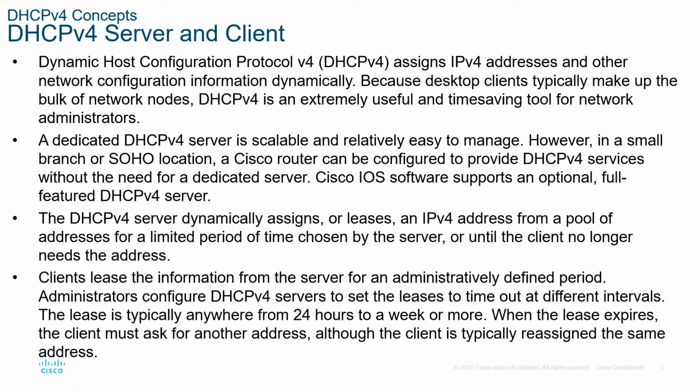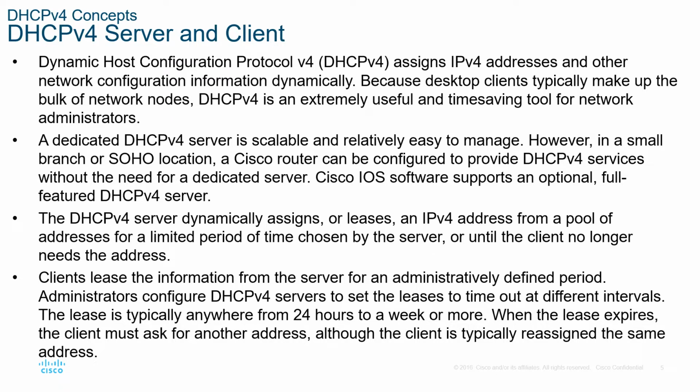However, in a small branch or SOHO location, a Cisco router can be configured to provide DHCP version 4 services without the need for a dedicated server. Cisco IOS software supports an optional, full-featured DHCP version 4 server. The DHCP version 4 server dynamically assigns, or leases, an IP version 4 address from a pool of addresses for a limited period of time chosen by the server or until the client no longer needs the address.